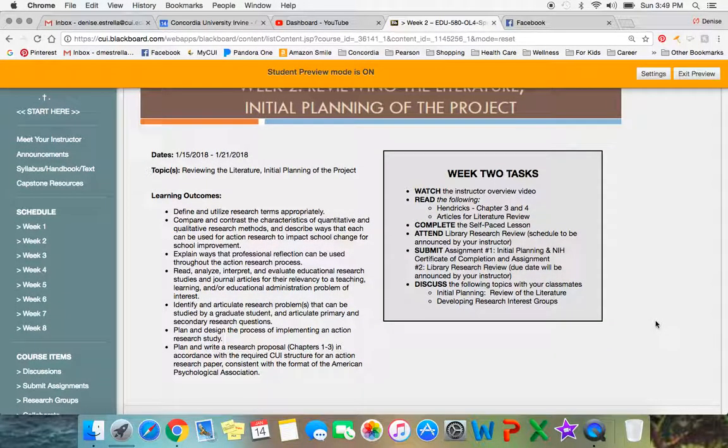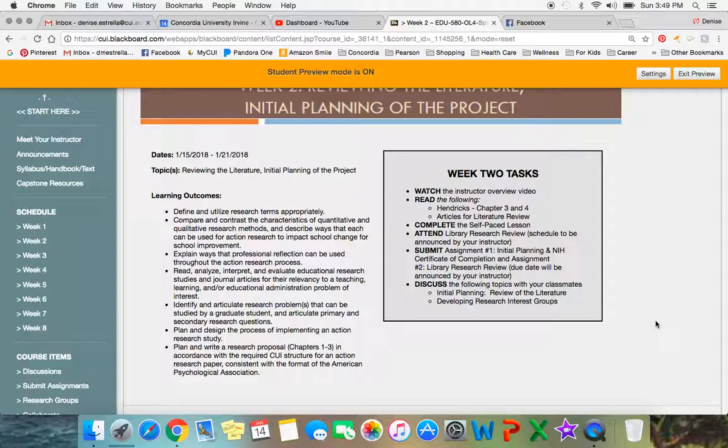This week, the learning outcomes are to define and utilize research terms appropriately, to compare and contrast the characteristics of quantitative and qualitative research methods, and describe the ways that each can be used for action research to impact school change for school environment. You will also explain the ways that professional reflection can be used throughout the action research process. You will read, analyze, interpret, and evaluate educational research studies and journal articles for their relevancy to a teaching, learning, and/or educational administration problem of interest.